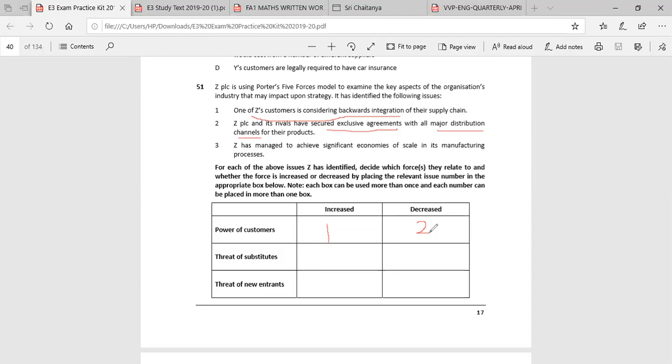Do you think it falls under any other category also apart from power of customers? Focusing on switching cost.